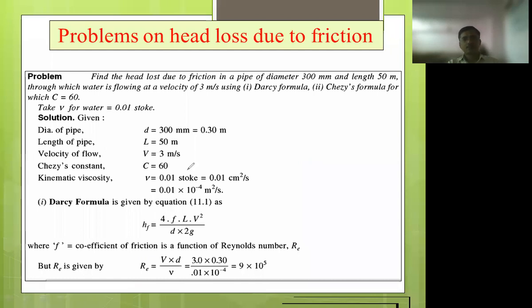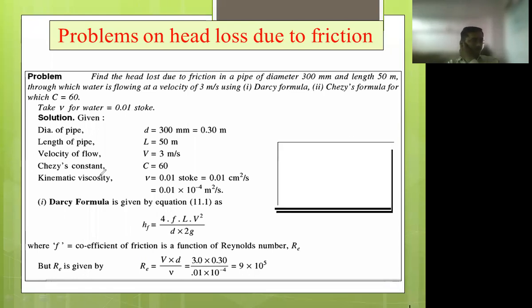Is f given in the problem? It is not given. So we can find the f. After finding that f, we can use the Darcy-Weisbach equation to find out the head loss. Okay. So first of all, write down the given things.